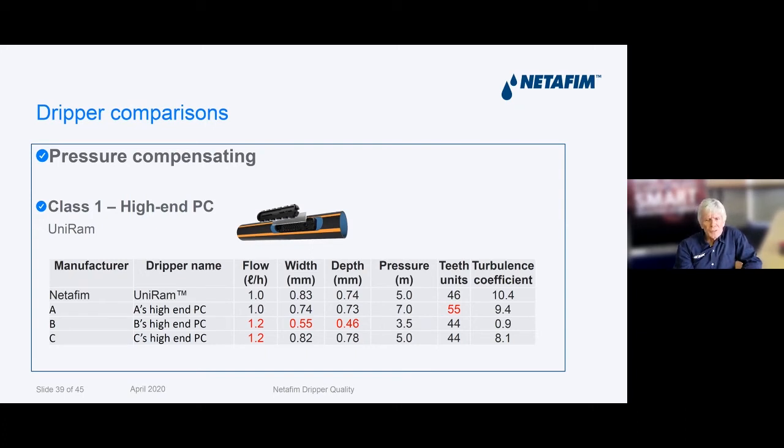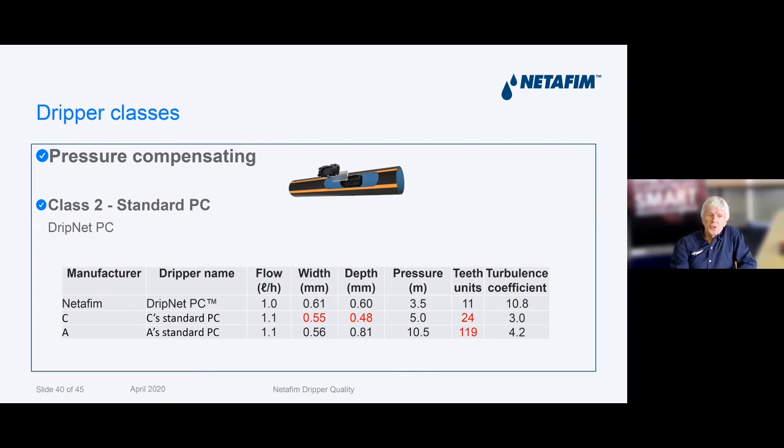Okay, they've got a better turbulence coefficient and a similar number of teeth than us. They've actually got 2 less than us, and the dimensions are much the same as us. But the turbulence coefficient is less because with all that, the flow rate is 20% higher. It's 1.2 liters an hour. So again, based on the same rationale, one would assume that with that design, if they wanted to bring that down to 1 liter an hour, they'd have to reduce some of those dimensions or add number of teeth.